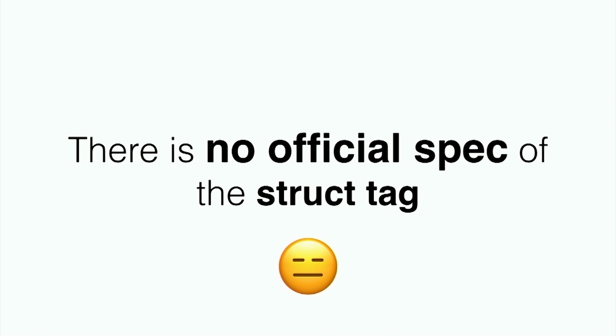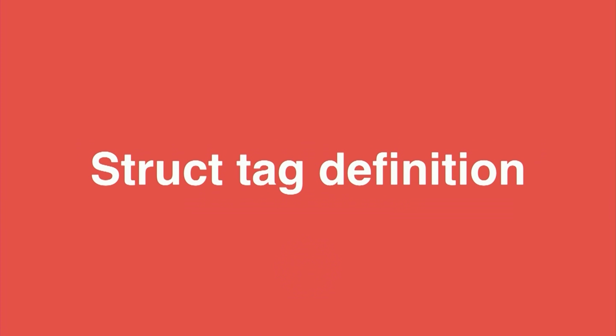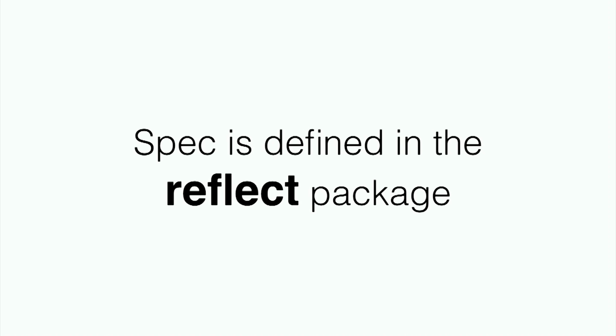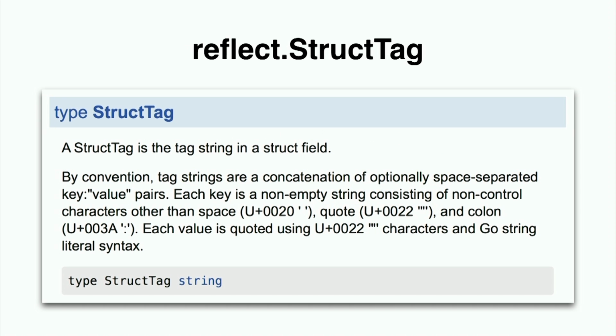When you open the Go spec, you'll see that there's no official spec for what a struct tag is. But fortunately, there is an unofficial one in the standard library, defined in the reflect package, with the type StructTag. It's very terse and not easy to read, and that's why I'm going to decompose the spec a little bit so we can understand it better.